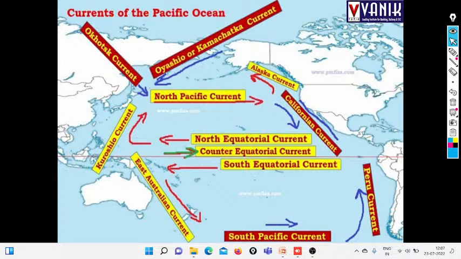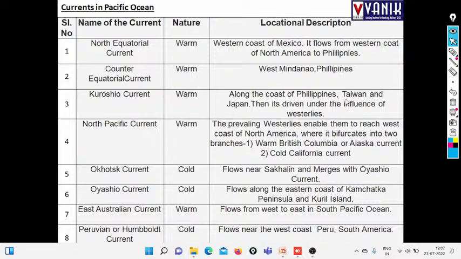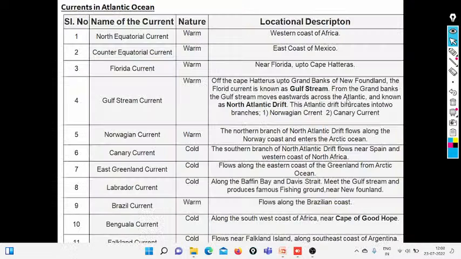Different ocean currents in different regions. First we'll start the currents in the Pacific Oceans particularly. Okay, we'll start the currents in the Pacific Oceans. There are various types of currents.